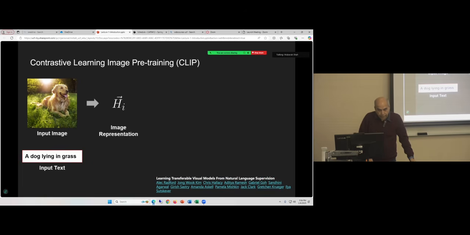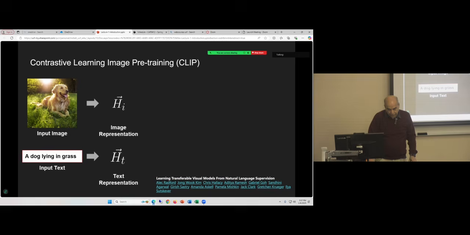So you learn the representation of an image, a feature vector, so it will be represented by one vector. And you also learn a representation of the text. So now you have this pair. This is an image of a dog, a dog lying in grass. So this is a positive pair.